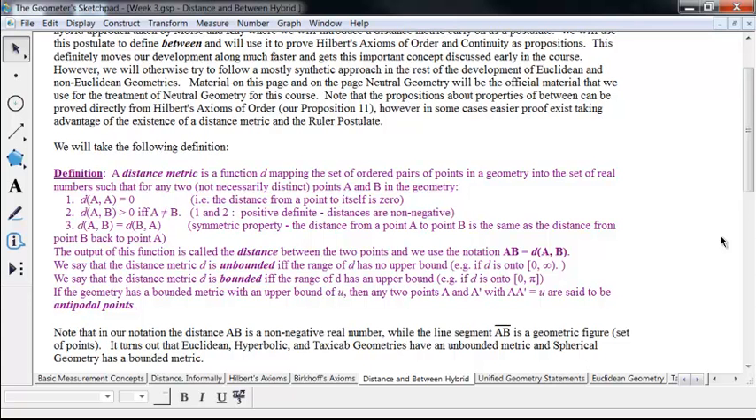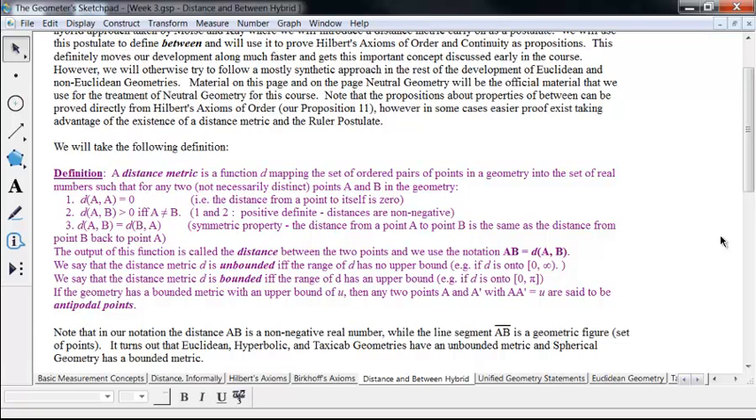Okay, so then the third characteristic is the distance from B to A is the same as the distance from A to B. That's kind of a symmetric property. So it takes just as long to get just as far from one point to the next as it is back. The output of this function is called the distance between the 2 points, and we'll use the notation AB for the distance from A to B. We say that the distance metric is unbounded if the range of d has no upper bound. In other words, what that means is d is onto the set 0 to infinity.